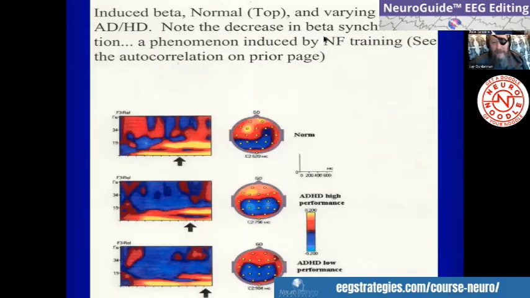This is actually a paper that was done by Yuri Kropotov, talking about induced beta that you basically get because of a task. And this is a normal person. This is a high functioning ADD measured by a CPT task, a continuous performance task like an IVA or a TOVA, test of variable attention, or basically it's a task that's going to tell you you have to hit the button or you shouldn't hit the button. This is a go signal.